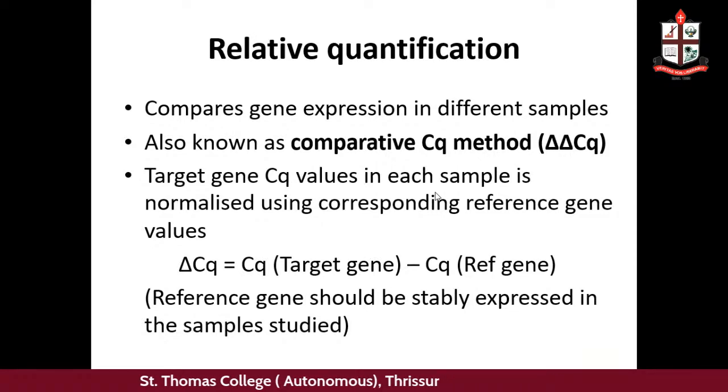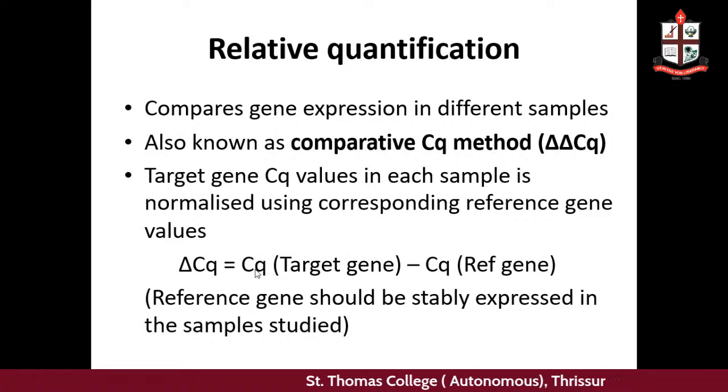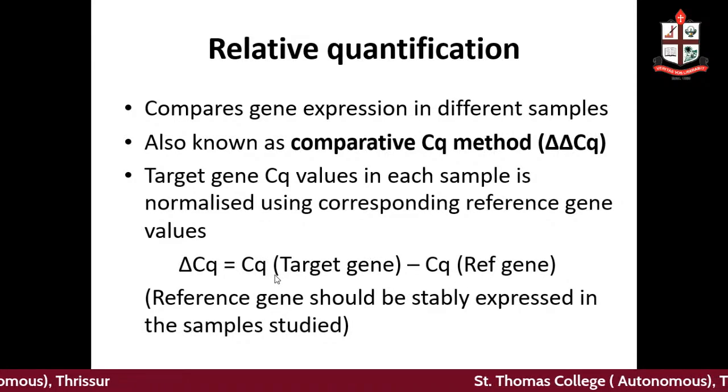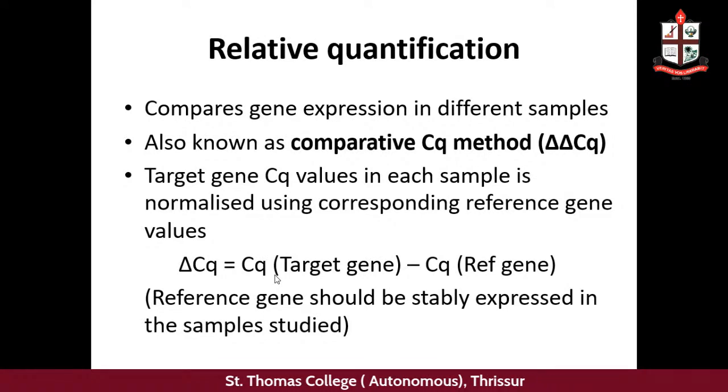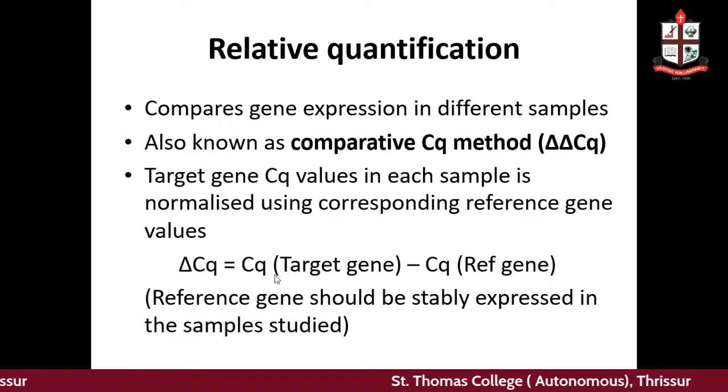In the delta CQ method, first, delta CQ stands for CQ of the target gene minus CQ of the reference gene. So as I said earlier, we take CQ values for the target gene as well as CQ values for the reference gene. This will be collected from both control and treated samples. So with the control sample, we do a PCR with the target gene and also with the reference gene. With the treated sample also, we do a PCR with the target gene as well as the reference gene.